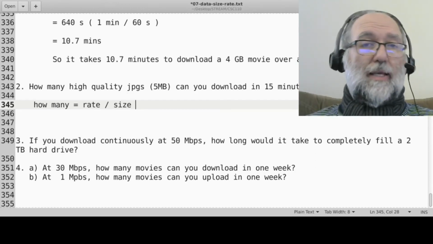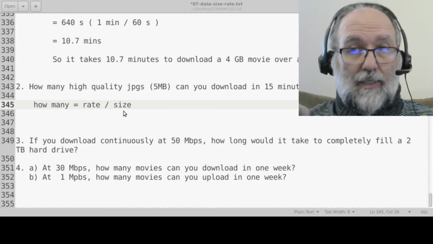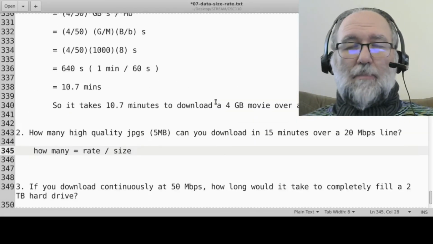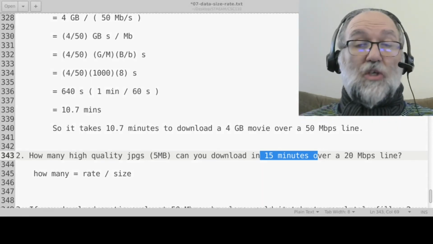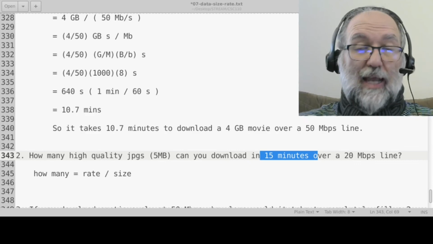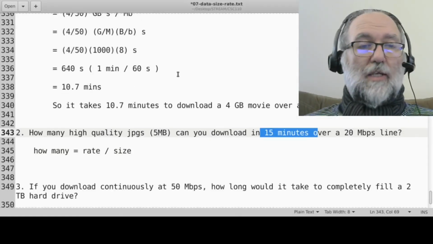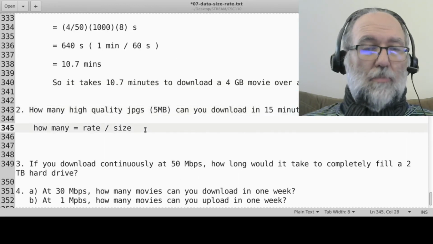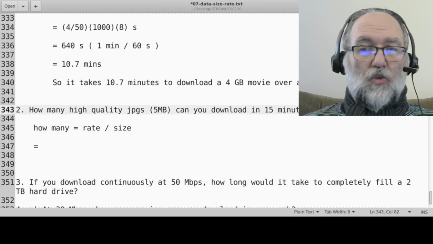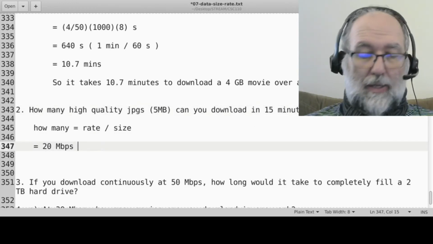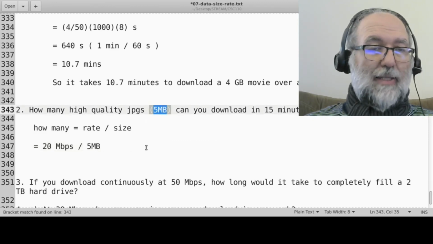Now there's actually 2 steps to this. When you just do this division, you're going to get how many per second. But I don't want to know how many per second. I actually want to know how many in 15 minutes. So you answer these questions in 2 steps: first how many per second, and then how many in 15 minutes. Let's do this. You'll see that things are a little bit different, but there's enough similarity. The rate is 20 megabits per second, and the size of one file is 5 megabits.